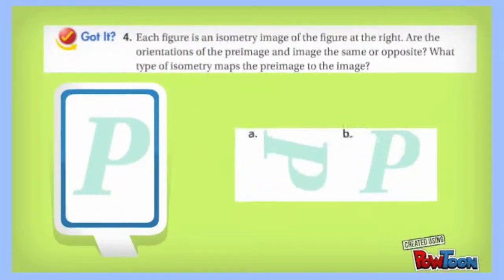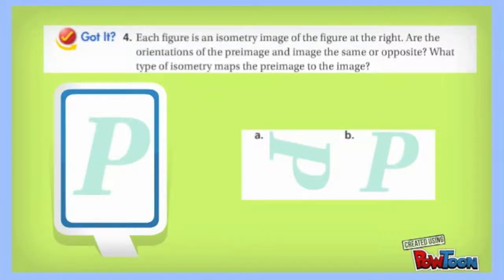So this is an example. Let's say that the image at the left is the pre-image, and the 2 images A and B at the right are the images of the pre-image. What we're trying to solve is what type of isometry maps the pre-image to the image.